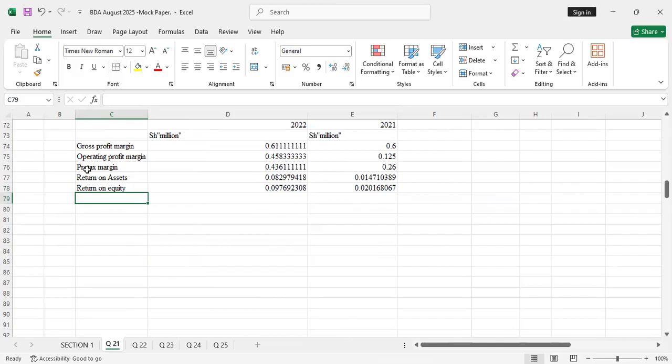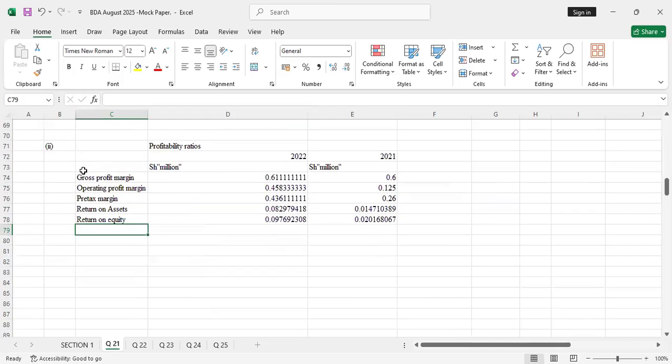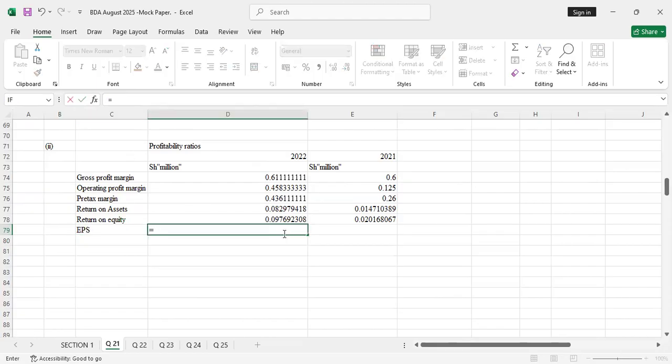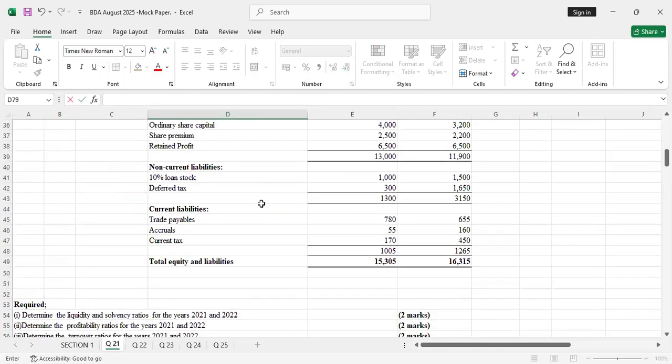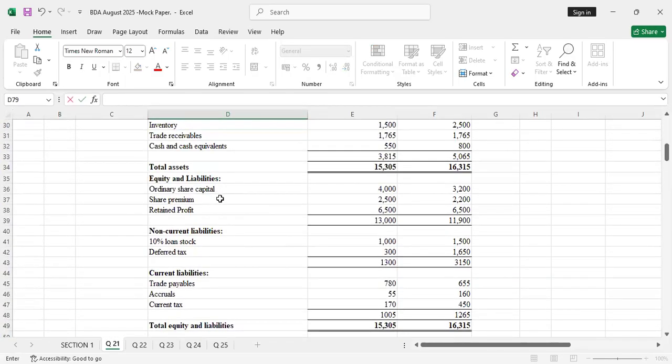The other item falling under profitability is the earnings per share, which we call EPS. That's also a profitability ratio. So what is the formula for earnings per share? As the name suggests, it will be net profit divided by the total number of shares. Here we didn't have the total number of shares, so we'll check under ordinary share capital.